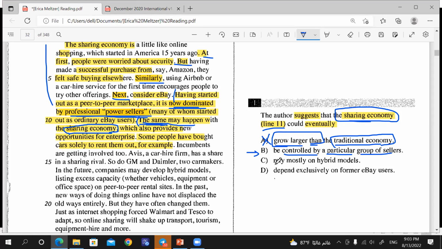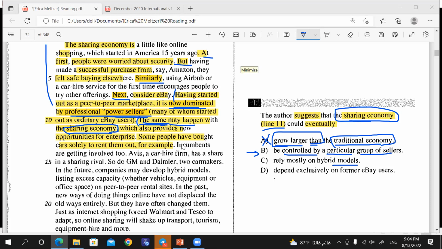Letter C, rely mostly on hybrid models. Hybrid models. Have you seen such a thing here? Okay, let me pick Maya. Yes, Maya. No. So letter C shouldn't be kept, right? Can I keep C or I shouldn't? Maya, okay. Yes, go ahead.